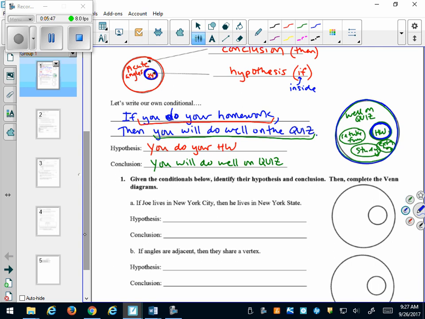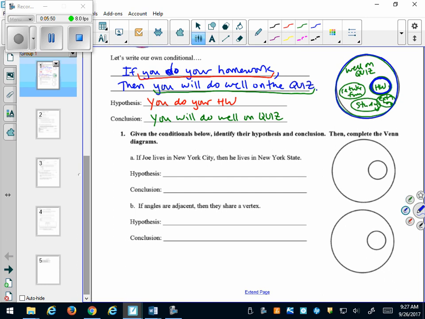Okay, so let's move on here. Given the conditionals below, identify their hypothesis and conclusion, then complete the Venn diagrams. So we'll do the first one together, and then I'll let you do the second one on your own. If Joe lives in New York City, then he lives in New York State. So hypothesis comes after the if. So Joe lives in New York City. Conclusion comes after the then. He lives in New York State.